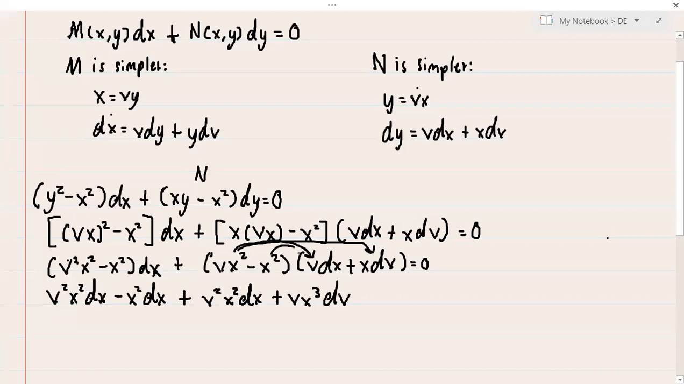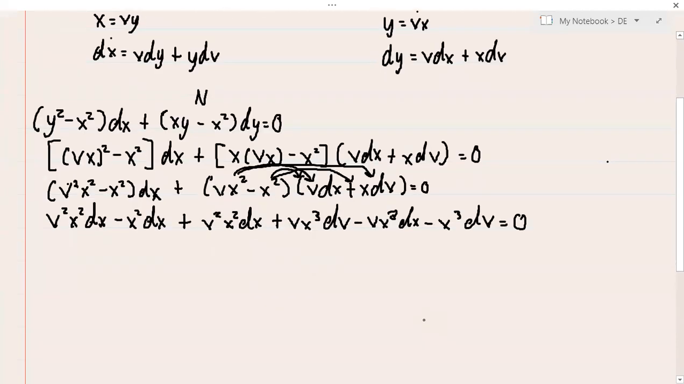The next, multiply the inner terms, negative x squared times v dx, magiging negative vx squared times dx. Okay, negative. Then last but not the least, multiply the last terms, negative x squared times x dv. So magiging negative x cubed times dv is equal to 0.